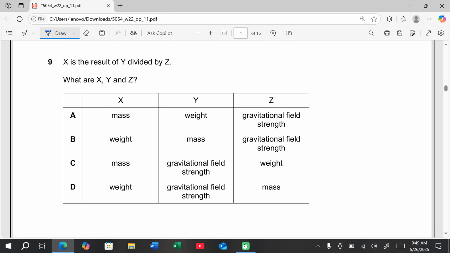X is the result of y divided by z. What are the values of x, y and z? Mass is w divided by g. Yes, that can be the answer. Let me verify the others. Weight is mass divided by gravitational, no, it's mass multiplied by this. So B is wrong. Mass is g divided by w, no, that's wrong again. So only A is the right answer.